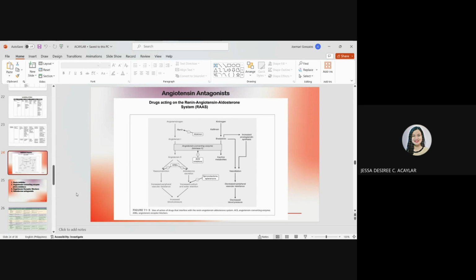Clinical application is the same, hypertension and heart failure. This is beneficial to patients na may heart failure and chronic na kidney disease. Adverse effects are similar to ACE inhibitors except that they are less likely to cause cough and angioedema since they have no effect sa bradykinin metabolism.